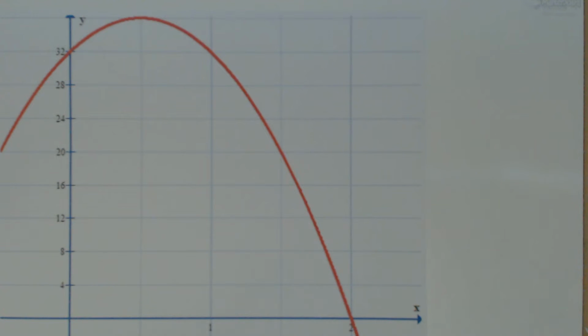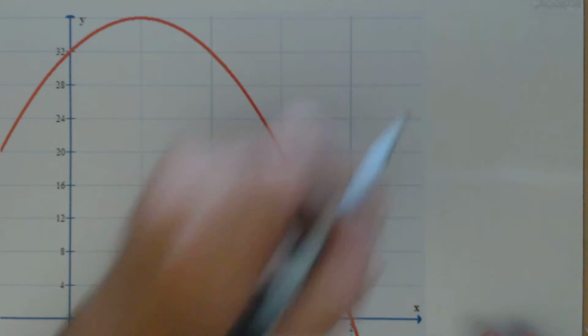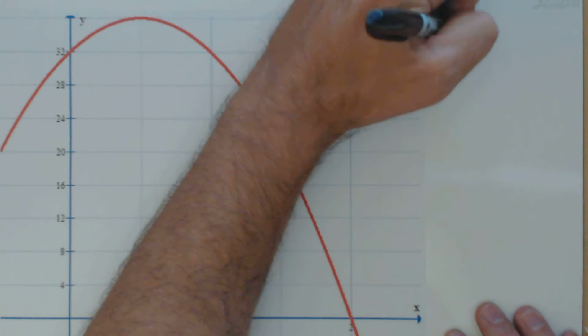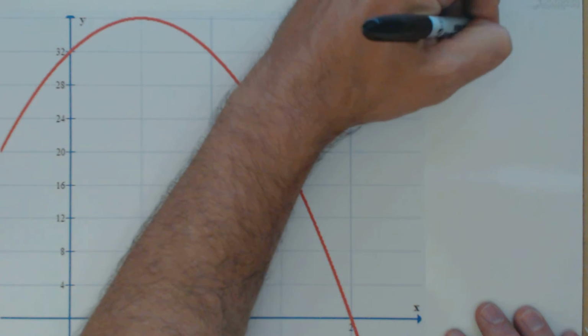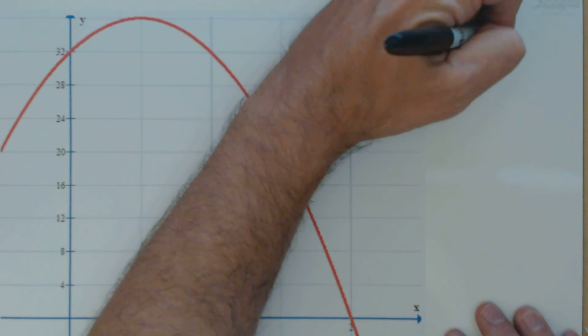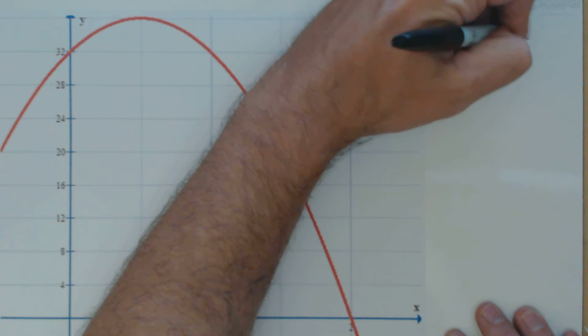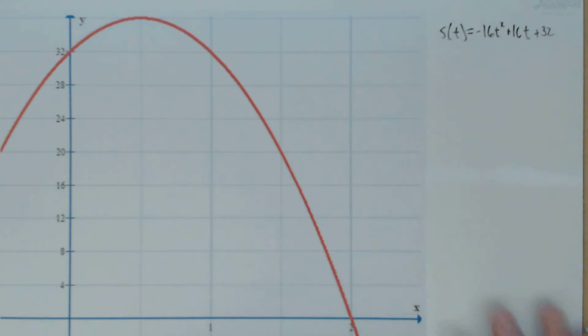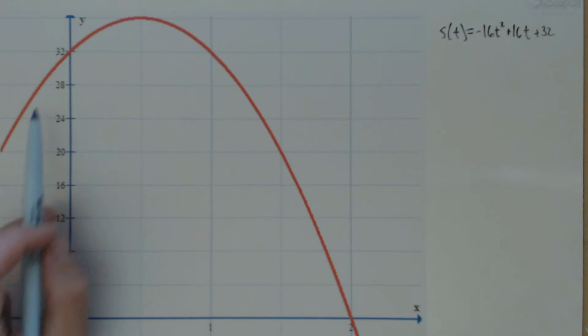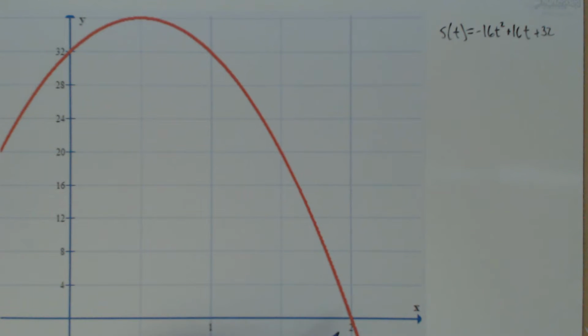In activity 1.8, we're given a function s of t equals negative 16t squared plus 16t plus 32 to model the height of an object as a function of time, or a balloon in this case. Now, part A asks us to sketch a graph. Probably the easiest way is to label a couple of points. Because we're going to be working with the graph, I've already created it here so that we can do some of the things that we need to do with it.